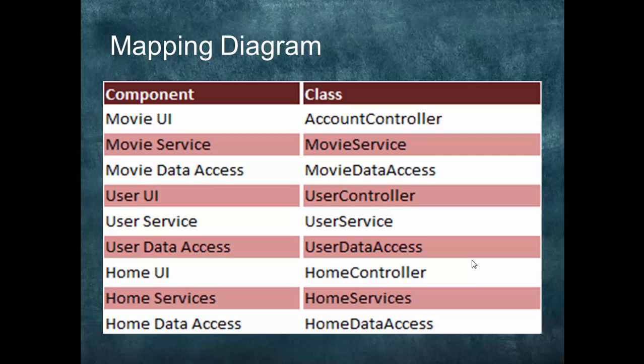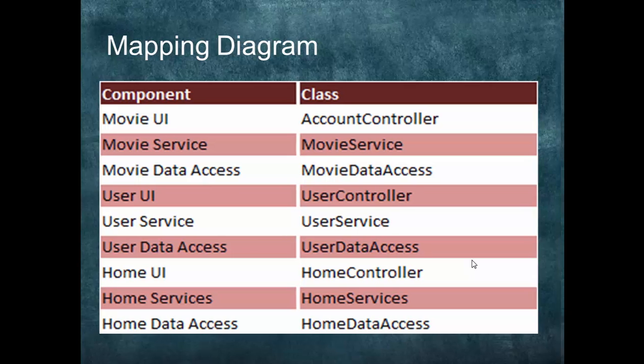The items on the left are the components we just talked about: the UI, the service, and the data access layer across the 3 major objects. And the item on the right is the class that component is mapped to.